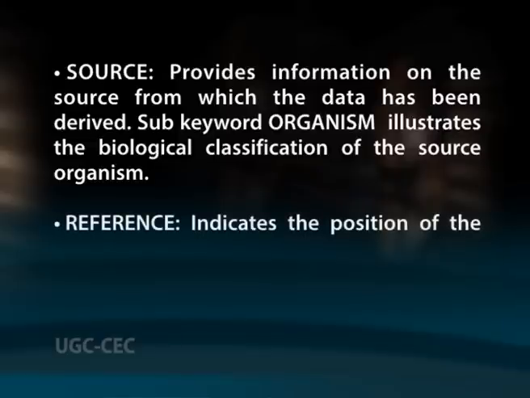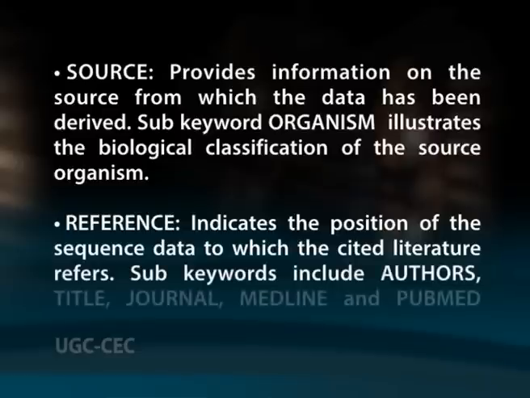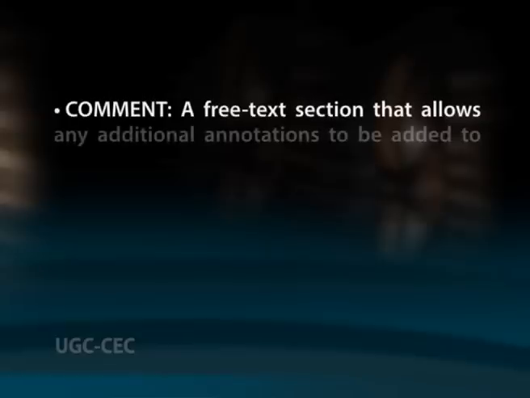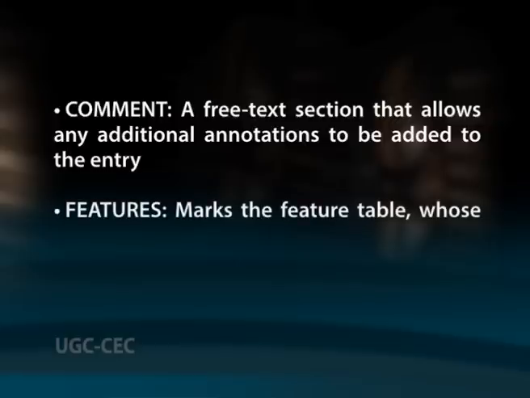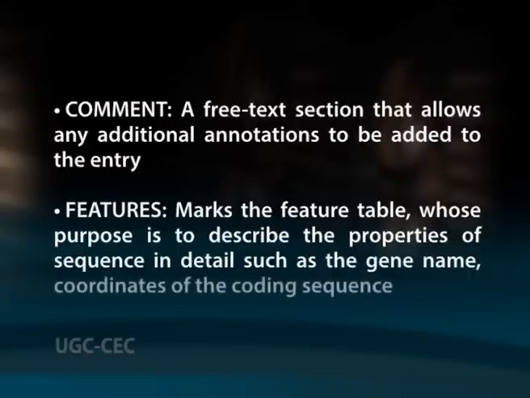Reference, this indicates the position of the sequence data to which the cited literature refers. Sub-keywords include authors, title, journal, medline, and PubMed pointers, etc. Comment, a free text section that allows any additional annotations to be added to the entry. Features, marks the feature table whose purpose is to describe the properties of the sequence in detail, such as the gene name, coordinates of the coding sequence.